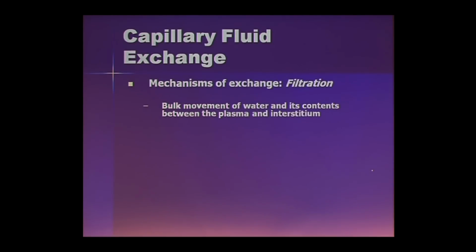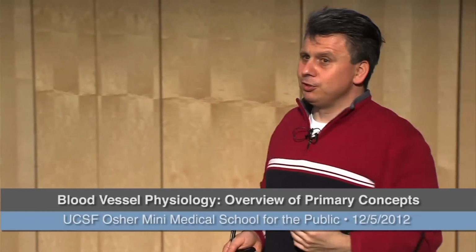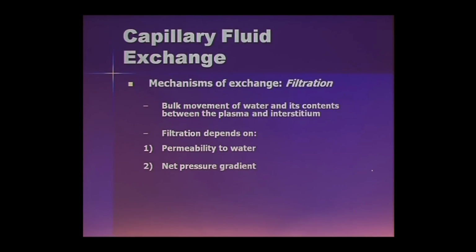What about filtration? Filtration describes bulk movement of water and its content between the interstitium and plasma, or plasma and interstitium. There are water pores in the cells. Aquaporins are the channels that allow water to go, and things that are dissolved in water can also go. In capillaries such as the fenestrated or sinusoidal capillaries, that bulk flow is going to be very large. Filtration depends on permeability to water and net pressure gradient.